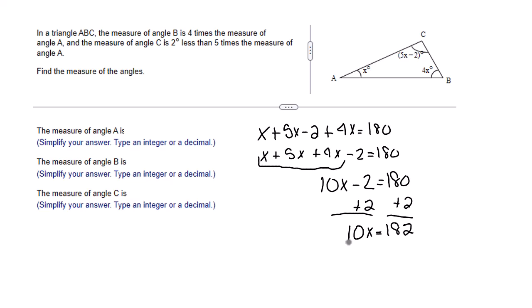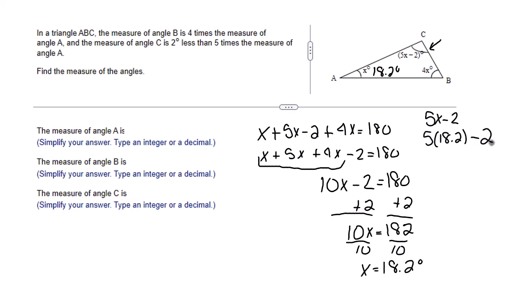But I need x, so I have to divide by 10. That gives us x equals 18.2 degrees. We can fill that in right here, 18.2 degrees. Now to figure out this angle, all we have to do is put 18.2 in for x. Let me write the angle first, 5x minus 2. I put 18.2 in for x. 5 times 18.2 minus 2 turns out to be 89 degrees. Okay, angle C is 89 degrees.